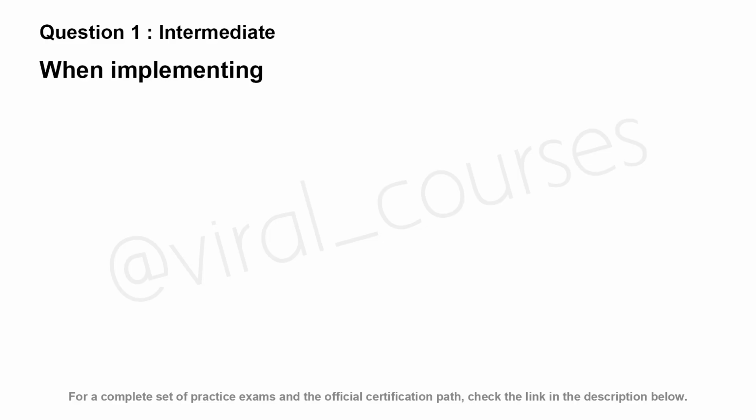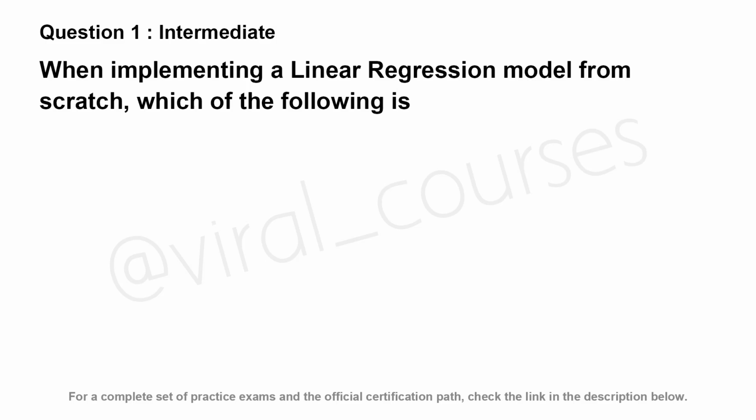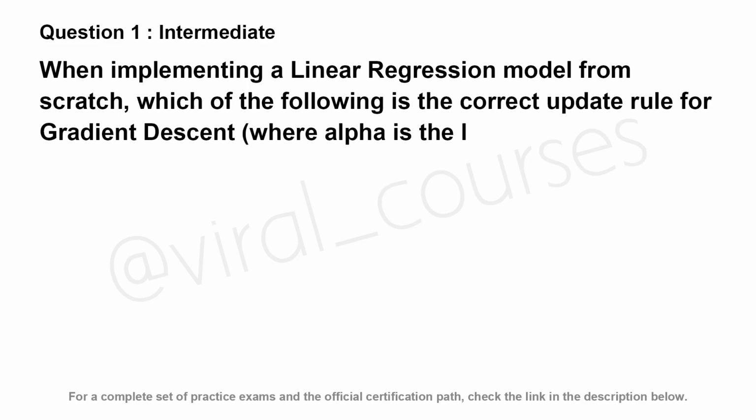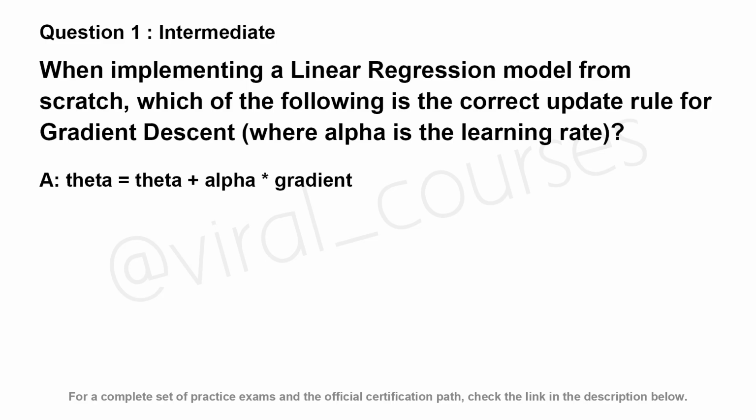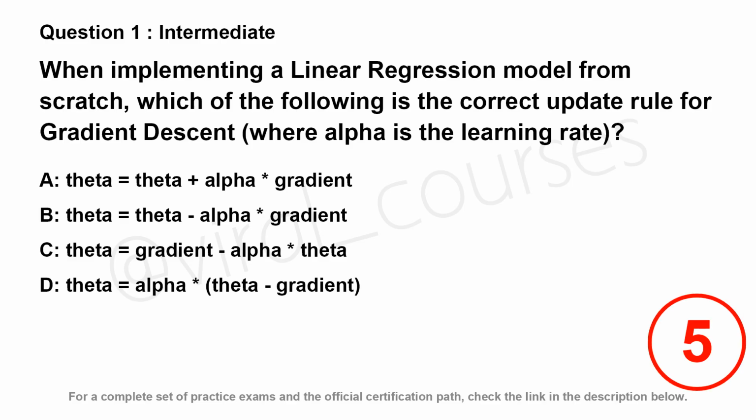When implementing a linear regression model from scratch, which of the following is the correct update rule for gradient descent? Where alpha is the learning rate? Option A, theta equals theta plus alpha asterisk gradient. Option B, theta equals theta minus alpha asterisk gradient. Option C, theta equals gradient minus alpha asterisk theta. Option D, theta equals alpha minus theta minus gradient.